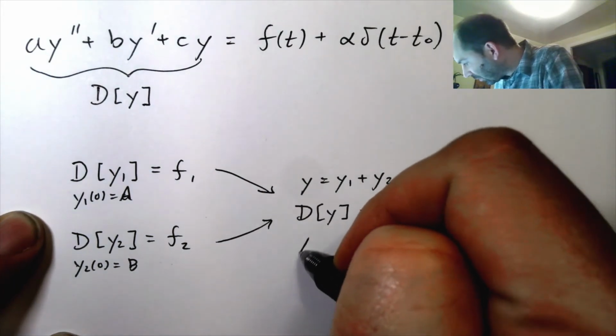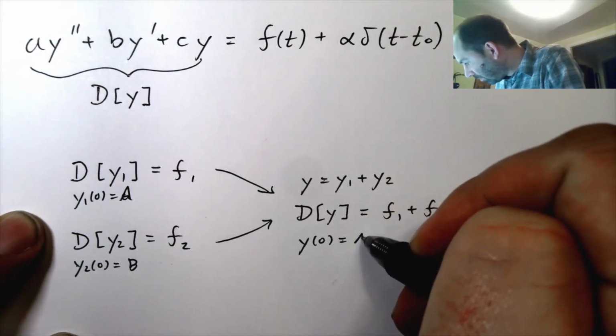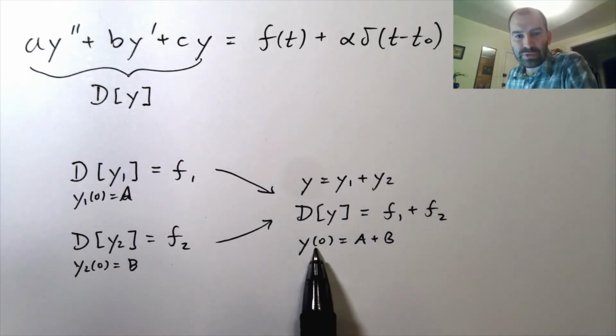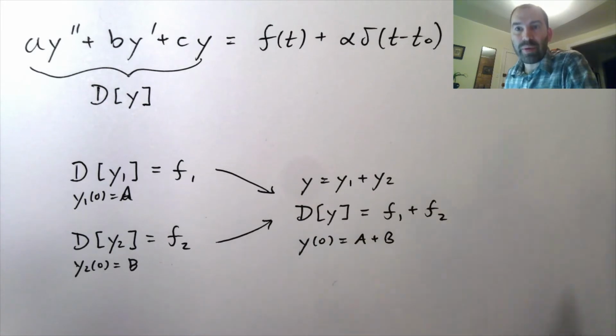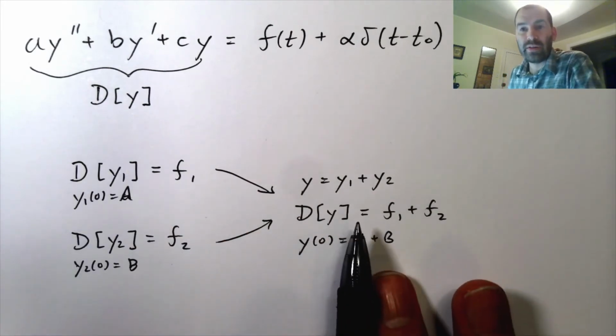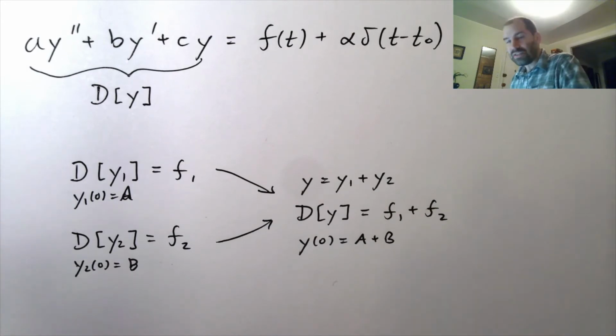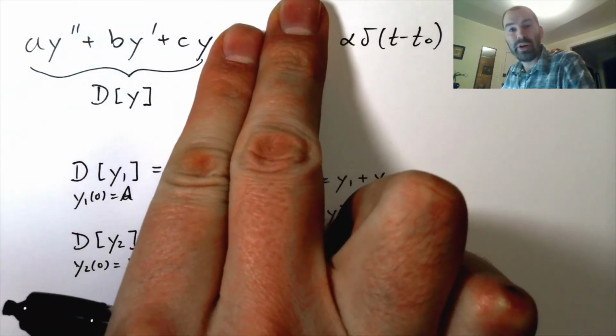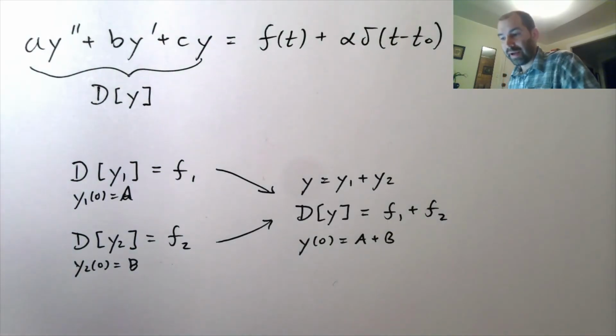Then the initial condition that y will satisfy will be a plus b. Now I'm only doing the initial condition for y of 0, not y prime or y double prime or y triple prime, just to keep things simple, but that would work as well. All right. So this is the idea here. We're going to solve two separate differential equations and then piece the solutions together by adding them.